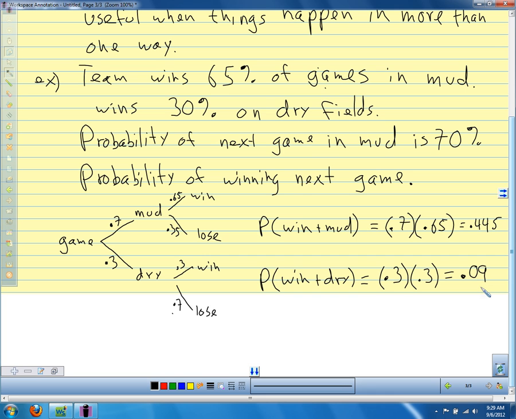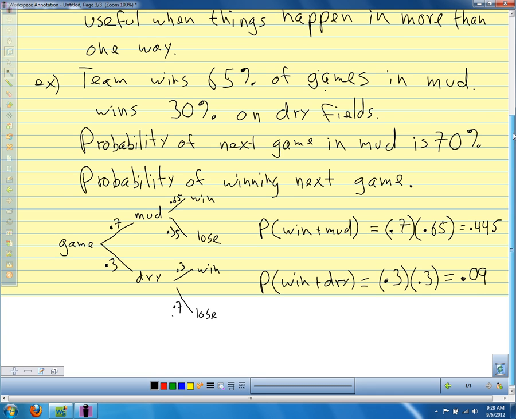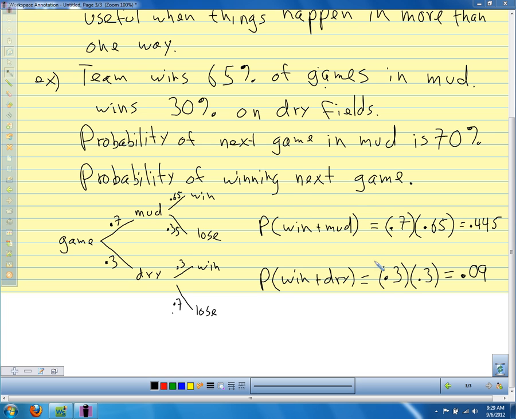Now, let's think about these events. Can they win on a muddy field and on a dry field at the same time? No. So what did we call events that cannot happen at the same time? Mutually exclusive. So mutually exclusive is an or probability. They can win on a muddy field or they can win on a dry field. So we're looking at the probability of muddy field or dry field.